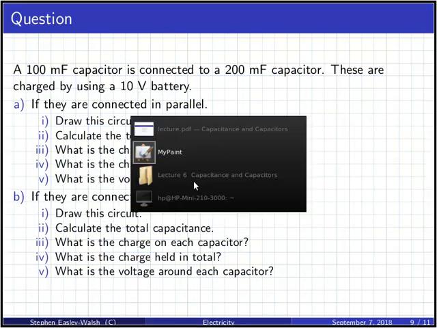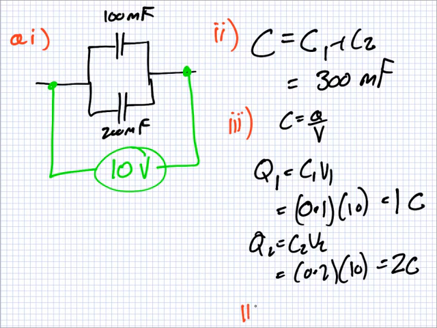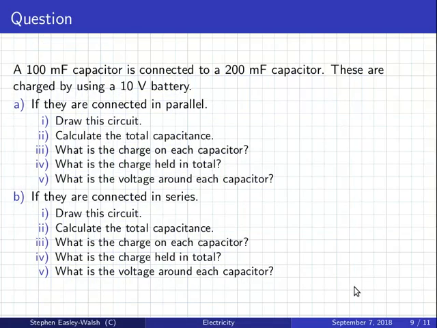What is the total charge? Okay, so what's the formula for total charge here? Yeah, Q is Q1 plus Q2. So in this case that would be 3 coulombs. And finally, what is the voltage around each capacitor?